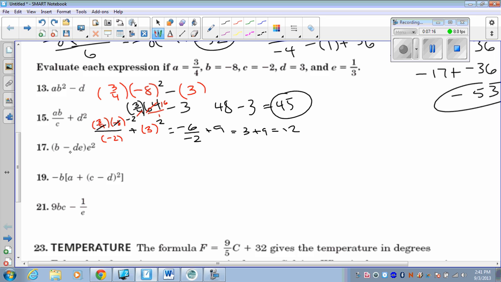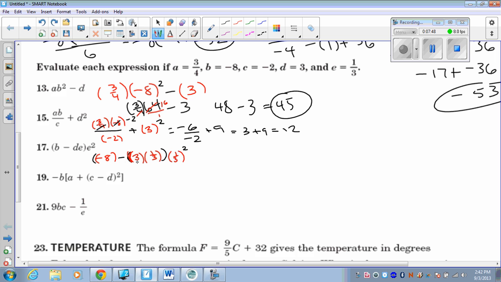Alright, here we are. B tells us is -8. Minus D, they say is 3. And here we go. E, they say is 1/3. And let's plug that in again over here.